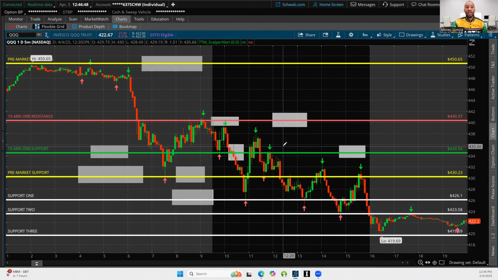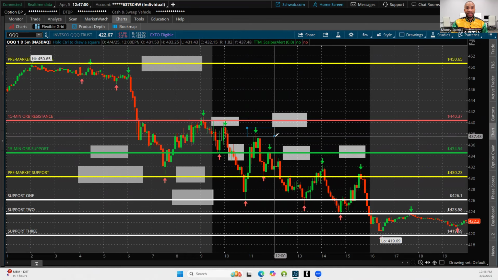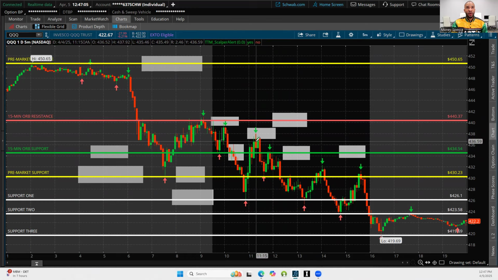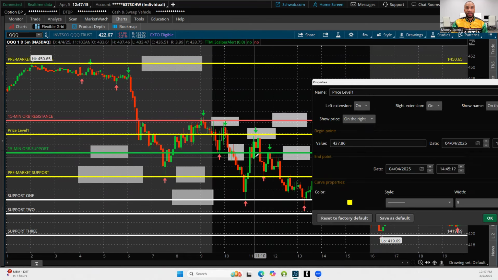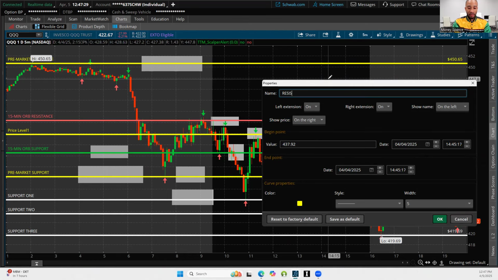And you want to also keep a close eye on the 15-minute ORB support level to see if we're going to recapture that level. And we definitely recaptured that level when we started to move higher. And then we had a resistance right here in this zone. We had a resistance level at $434.92. So let's highlight that section because that's going to be a key resistance zone if we go back up towards that level. And we're going to type in resistance.